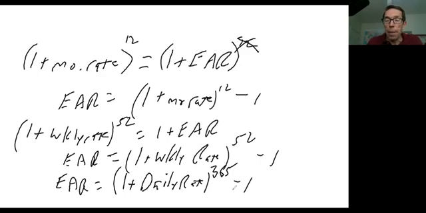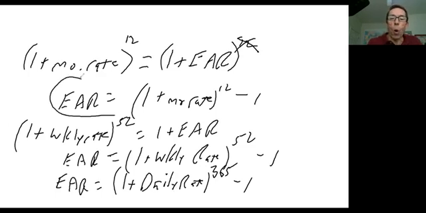So you can see what's happening here is that if you want to find the effective annual rate, you first ask how frequently is the money being compounded. If it's being compounded monthly, then you say 1 plus the monthly rate raised to the 12th power minus 1. That gives you the effective annual rate. If it's being compounded, for example, daily, then you say 1 plus the daily rate raised to the 365th power minus 1 gives you the EAR.